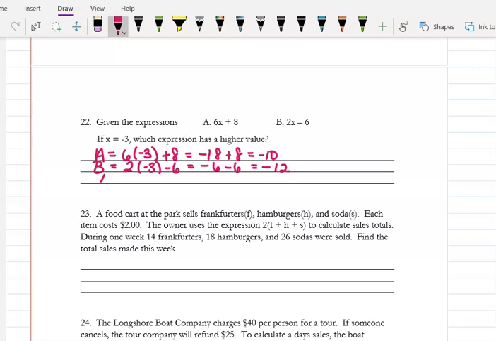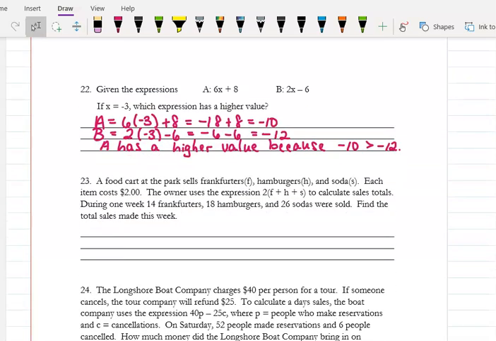So actually the higher of these two numbers would be negative 10. So let's write that down. A has a higher value because negative 10 is greater than negative 12. Okay, number 23, I should say, the third word problem.